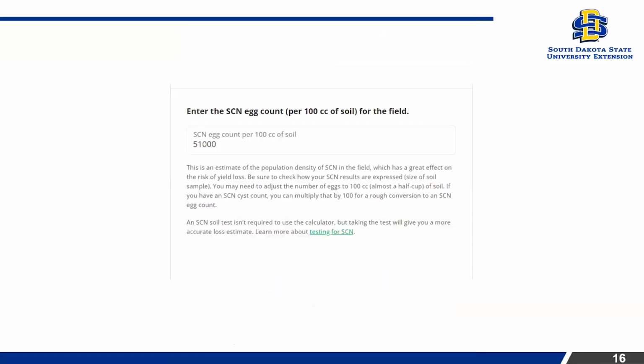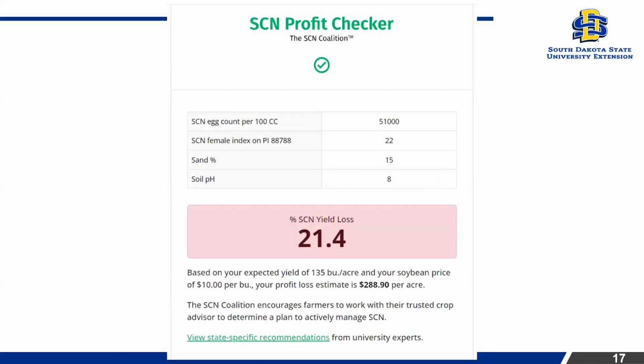So I went back and pulled one of the highest egg counts from 2023, which was 51,000 eggs per 100 cc's of soil, and I ran it back through the calculator using all of the same numbers. And you can see how dramatically that changed. The yield loss associated with SCN is now 21.4%, and the profit loss is almost $300 per acre. So it's an interesting calculator to look at and understand the impact that SCN can be having on your fields.